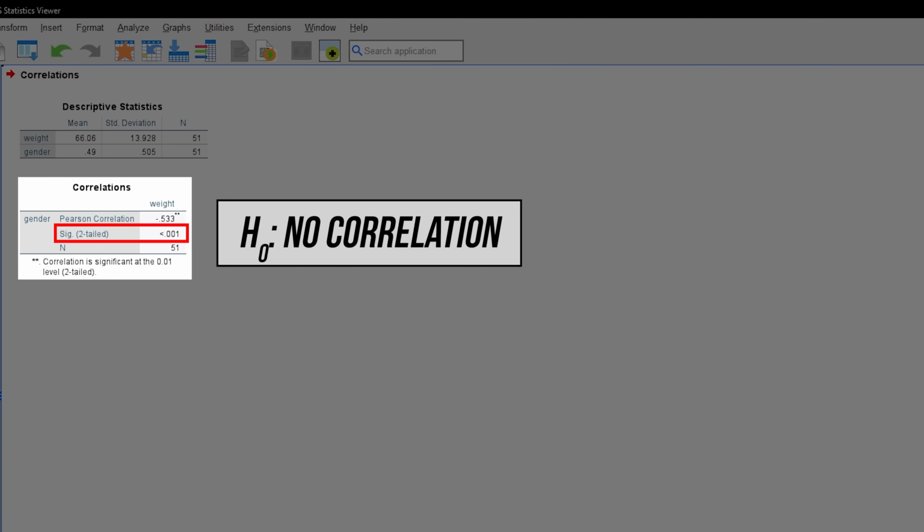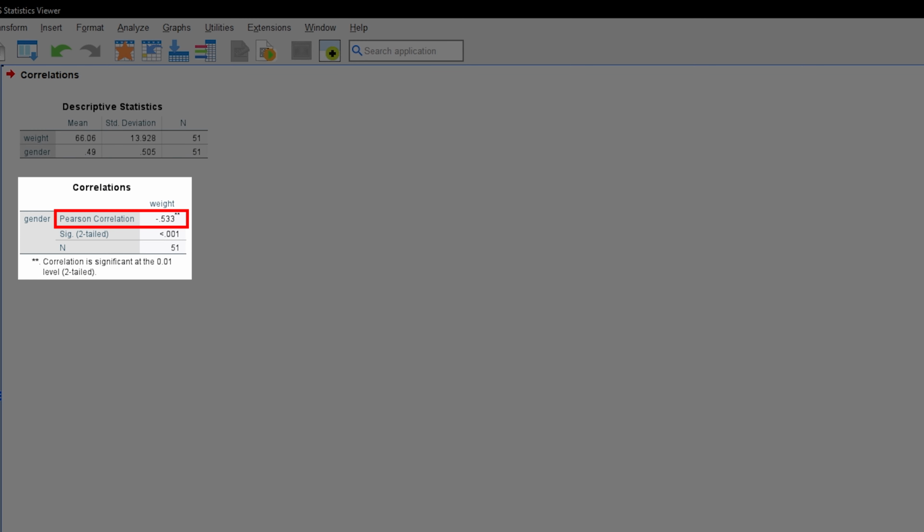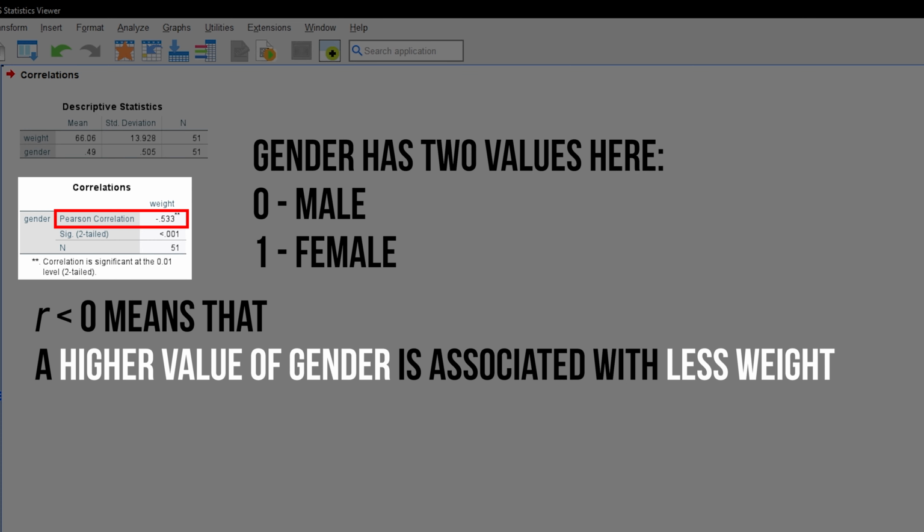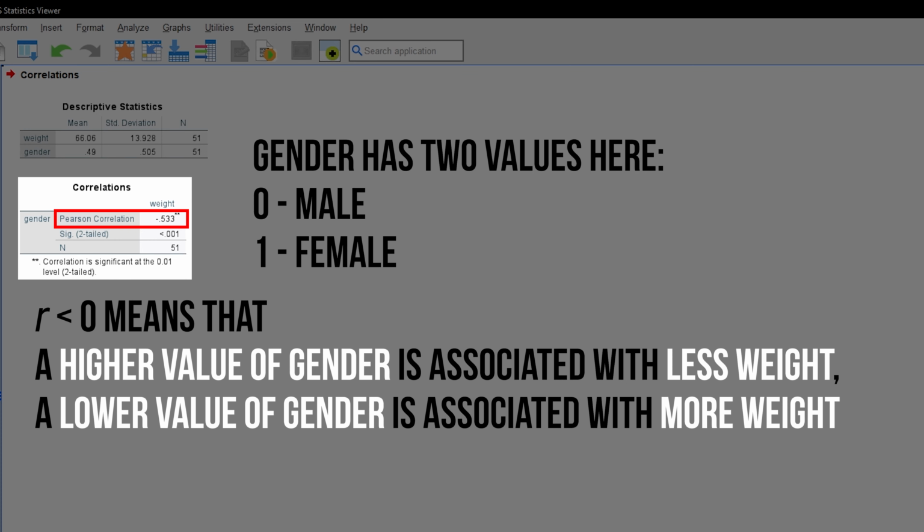I can observe a p-value of smaller than 0.001 and can therefore reject the null hypothesis for weight and gender. The correlation coefficient for this pair is negative with -0.533, showing a negative association. What does that mean, since gender only has two values? A higher value of gender is associated with a lower weight in kilograms, or the other way around.